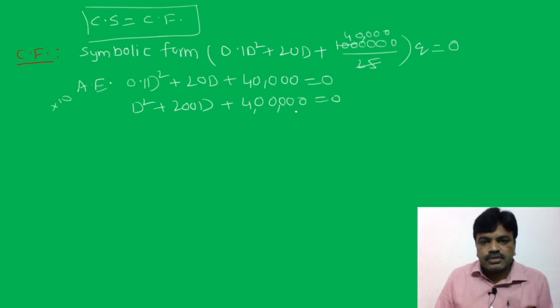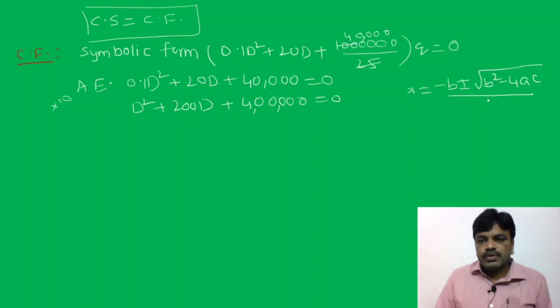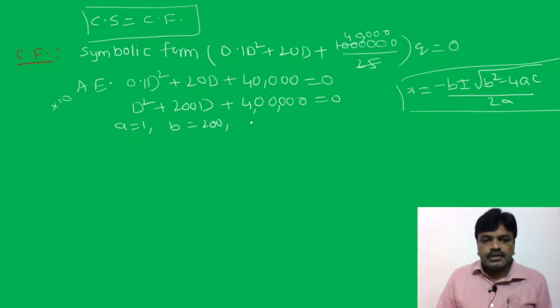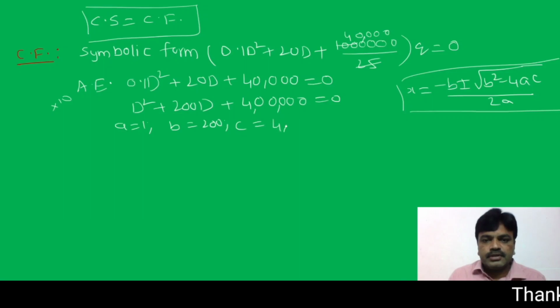Okay, that is equal to 0. And now we have the formula here. What is the formula? x is equal to minus b plus or minus square root of b square minus 4ac, by 2a. This is the formula. So what are the values here? a value is 1, b value is 200 and c value is 4 lakhs.